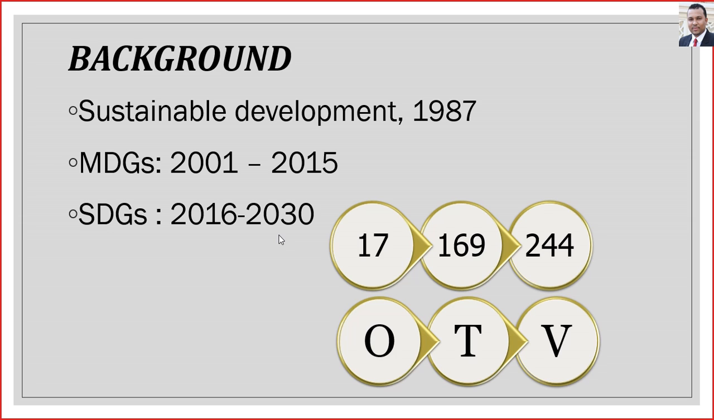So, mapping sustainable development goals in the second phase equals 17O, 169T, 244V. What do you mean by OTV? Number one, 17O, number of objectives or goals: 17 goals or 17 objectives in case of SDGs. The 17 goals are measured by or converted into 169 targets. The 169 targets are measured by 244 variables. So V in this case refers to variables. We can write the equation: 17 objectives or goals, 169 targets, 244 variables.